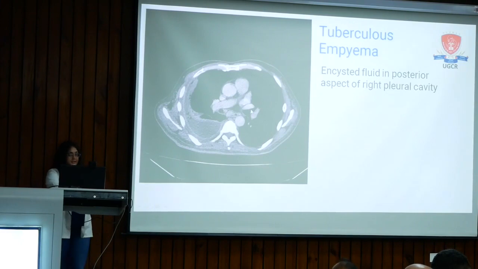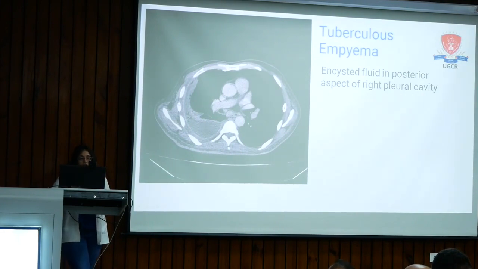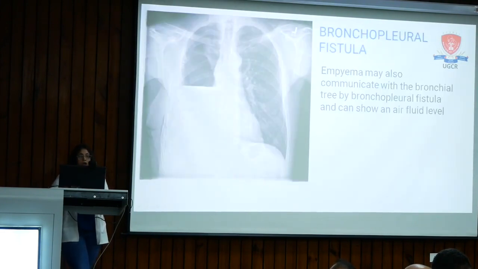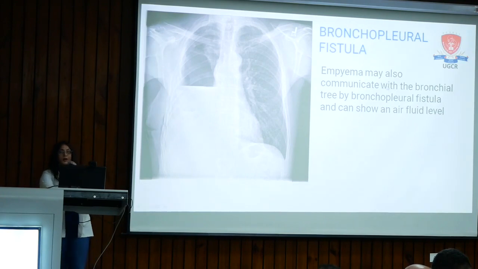This is an HRCT axial view showing encysted fluid in the posterior aspect of the right pleural cavity. This is an HRCT of tuberculous empyema. And this is a chest X-ray showing empyema, where you can see opacities and disappearance of cardiophrenic and costophrenic angles. Along with that, when empyema communicates with the bronchial tree by bronchopleural fistula, it can show an air fluid level. This semicircular thing here.